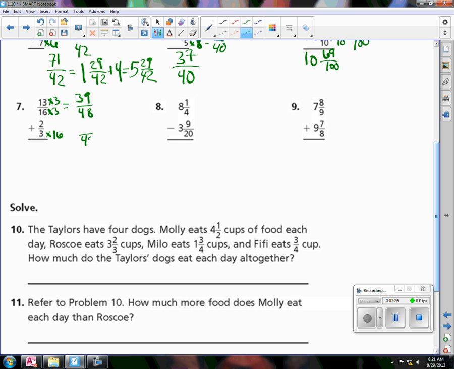Okay? 2 times 16, 32. Okay, so now I've got 39 plus 32, which is 71/48, which is an improper fraction. So I need to simplify that. I get 1 and 23/48 when I subtract out. Okay, why don't you guys pause again and try the next two problems, 8 and 9.